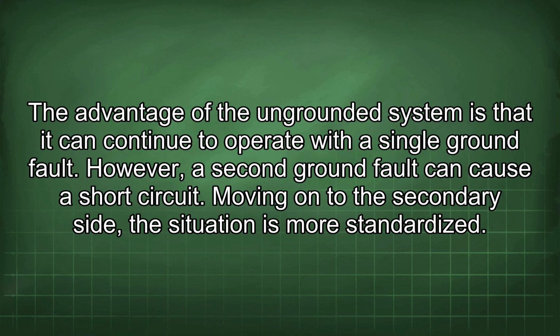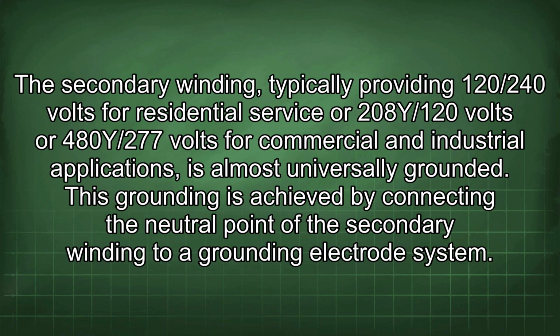Moving on to the secondary side, the situation is more standardized. The secondary winding, typically providing 120/240 volts for residential service or 208Y/120 volts or 480Y/277 volts for commercial and industrial applications, is almost universally grounded. This grounding is achieved by connecting the neutral point of the secondary winding to a grounding electrode system.